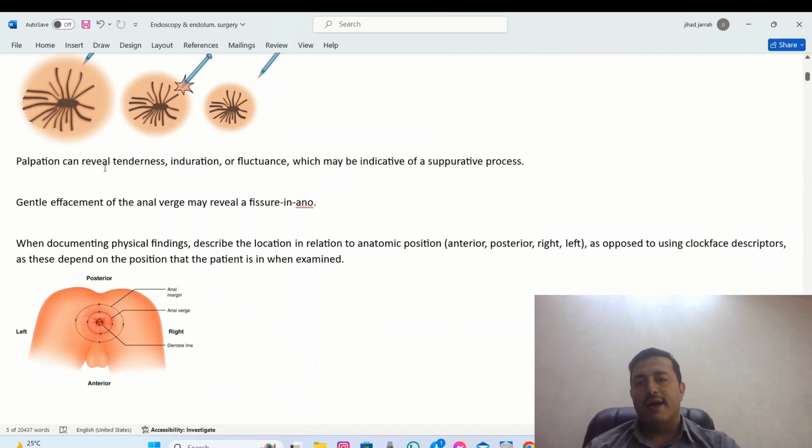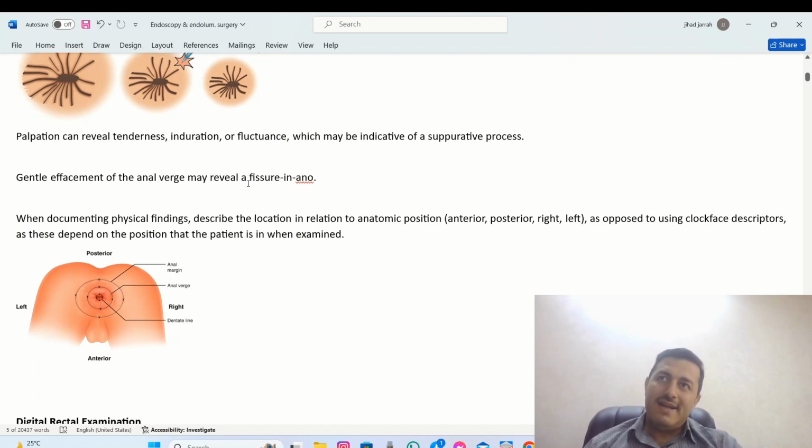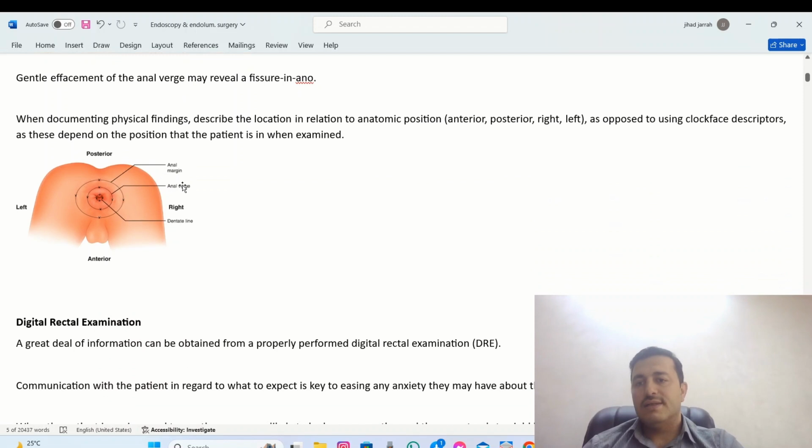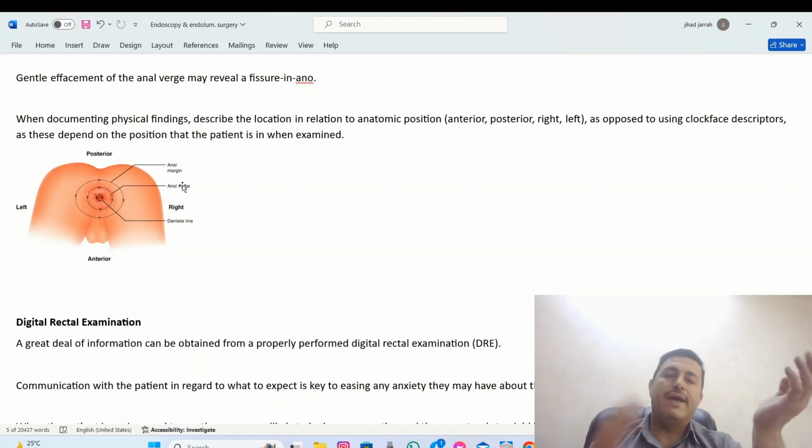With palpation, we can notice tenderness, induration, fluctuation, which may indicate any suppurative process. With a gentle effacement, just a retraction of the anus a little bit, you may notice the fissure, posterior or anterior. It's preferable to document the location of any lesion according to the anatomic position: anterior, posterior, right, left. It's better than using the clock face description.